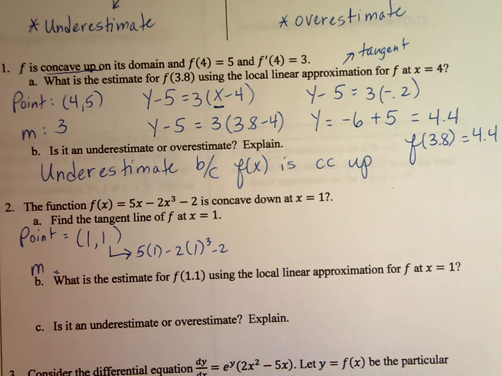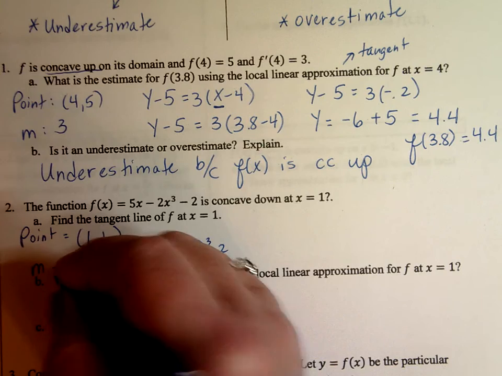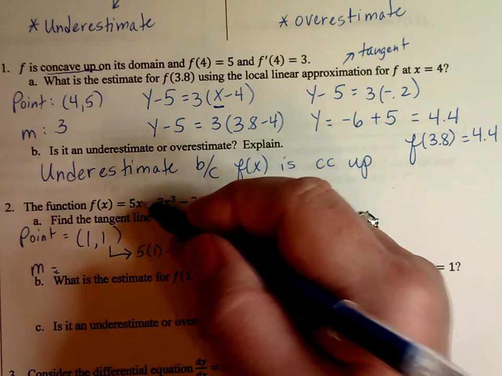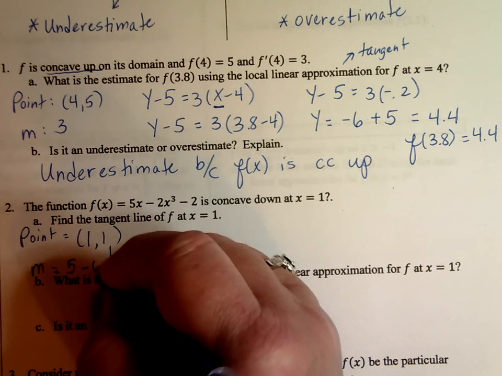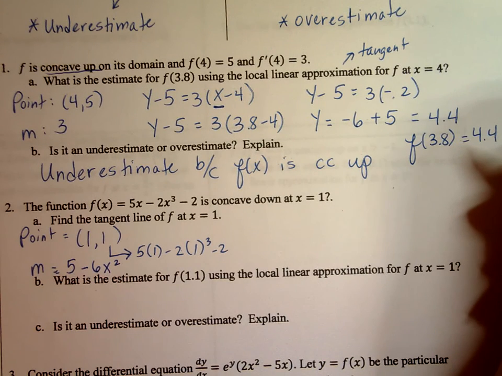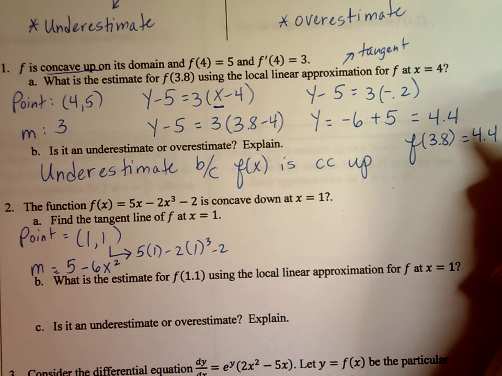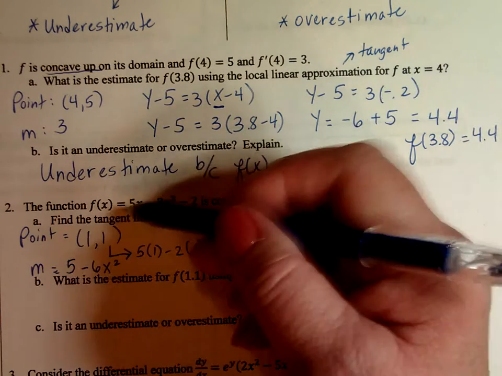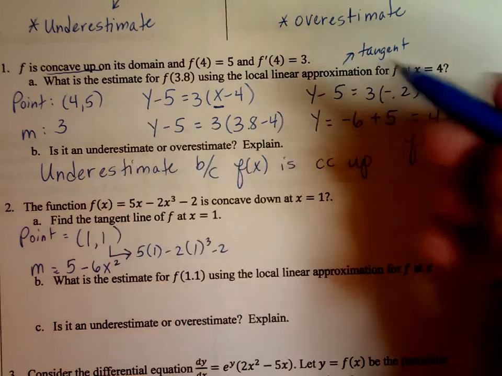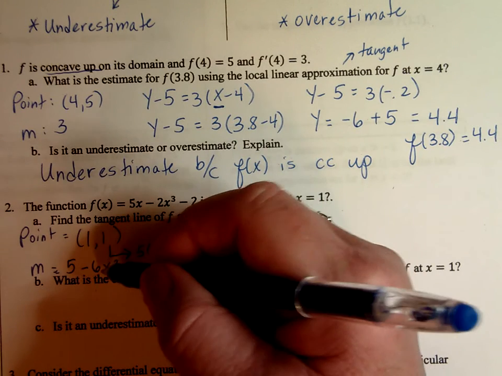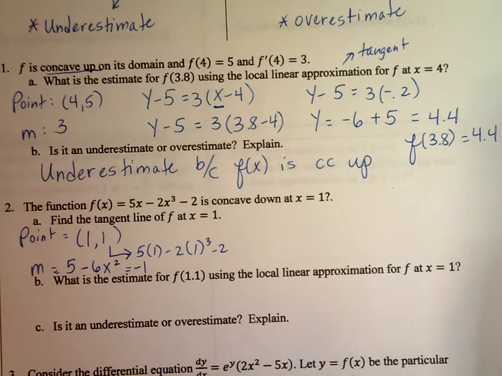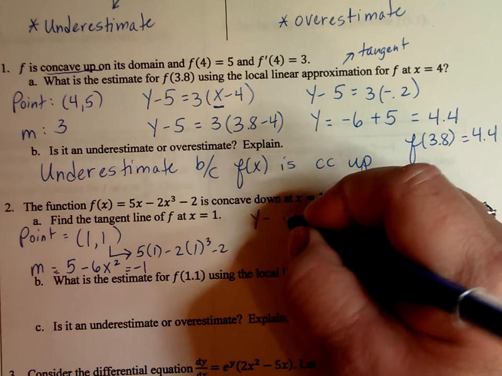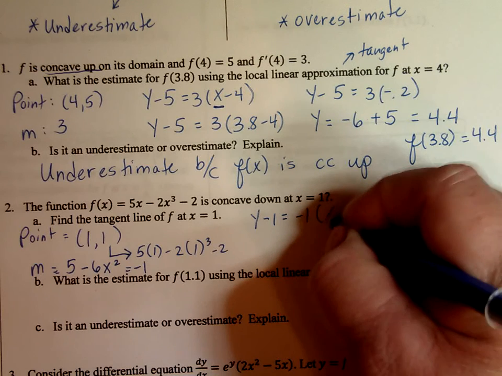My slope, they didn't give me slope either, but my slope comes off the derivative. Can you figure out the derivative? So my derivative would be 5 minus 6x squared. Is that right? 5 minus 6x squared. Okay, so my function is here. I just took the derivative. What do I have to plug in? An x of 1. 5 minus 6 times 1 squared is a negative 1. So there's my slope. Put it together. Y minus 1 equals negative 1 times x minus 1.